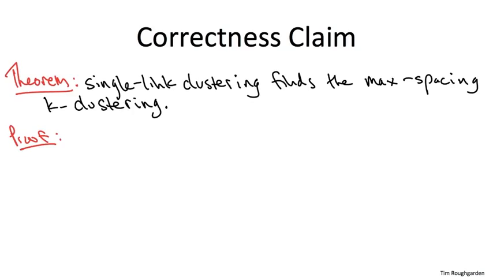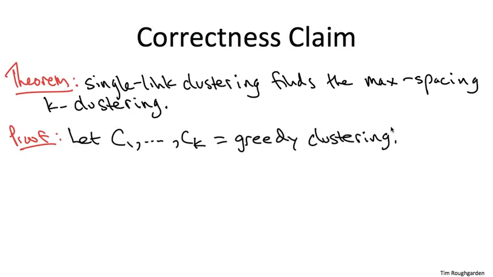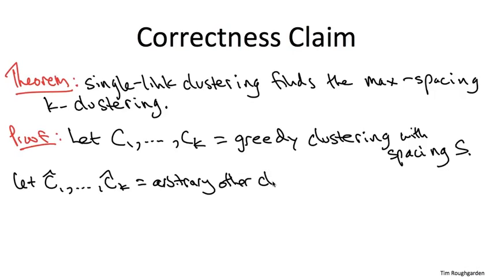As usual, we're going to look at the output of our algorithm. It achieves some objective function value, some spacing. We're going to look at an arbitrary competitor, some other proposed clustering, and we're going to show that we're at least as good. Our spacing is at least as large. Specifically, we'll denote the clusters in the output of our algorithm by C1 up to Ck. Our clustering has some spacing, some distance between the closest pair of separated points. Call it capital S.